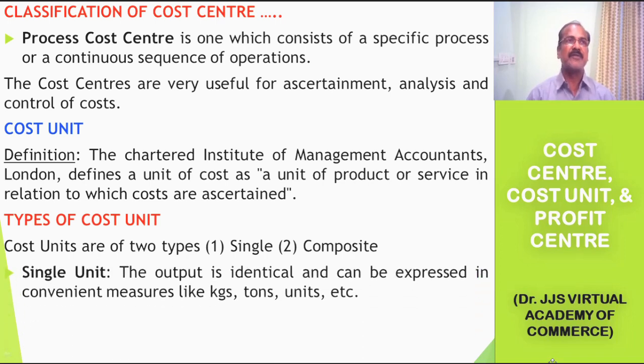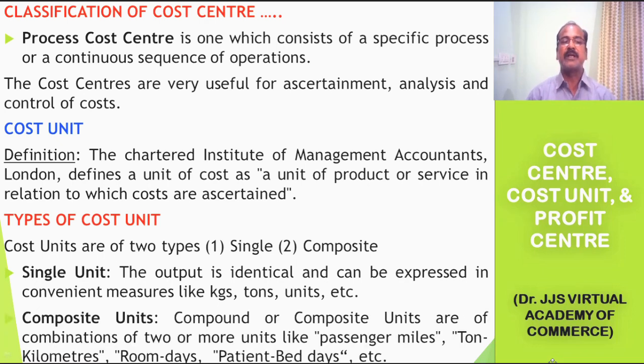What is the meaning of single cost unit? It refers to the output which is identical and can be expressed in convenient measures like kilograms, tons, units, etc. When you want to call a single unit of the product manufactured as a cost unit, it should be really identical with that of other units which are manufactured in the factory in relation to the particular product.